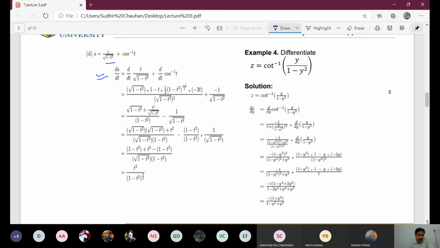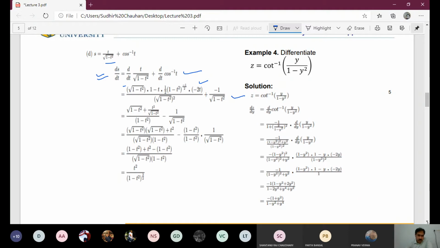Now here we can apply the quotient formula: denominator whole square into the expression of denominator, differential coefficient of t, that is 1, minus t, the differential coefficient of the denominator term, that is under root 1 minus t square. So it is 1 by 2 under root into the differential coefficient of 1 minus t square, that is minus 2t. Now we can take LCM and then we can simplify it. And here we can apply the direct formula. So it is minus 1 upon under root 1 minus t square.